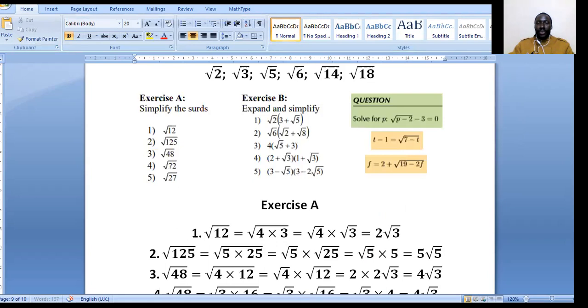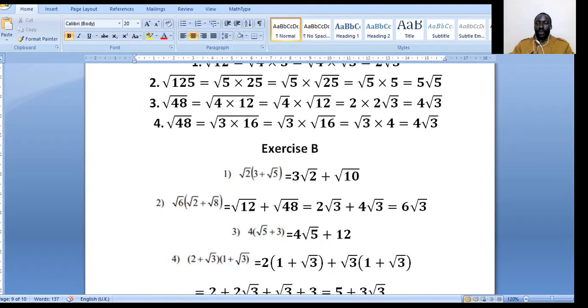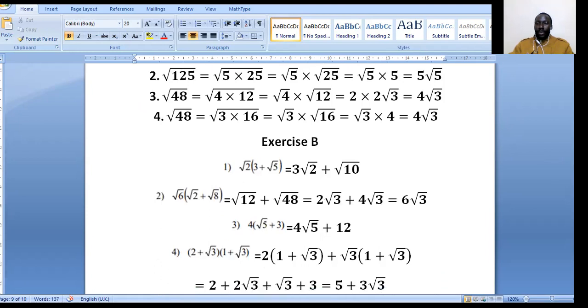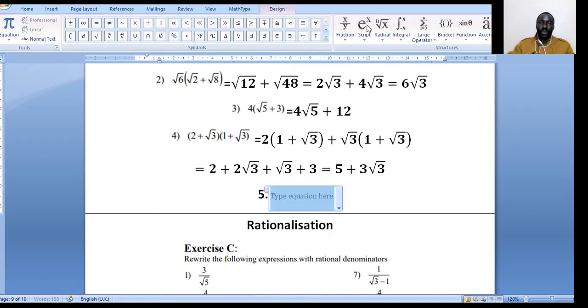Now, sometimes you are not simplifying, but you are required to solve. Let's solve for P and see what we can get. So for P, we have been given the square root of P minus 2. I would like to call this question 5, okay? So what do we have? We have the square root of P minus 2.